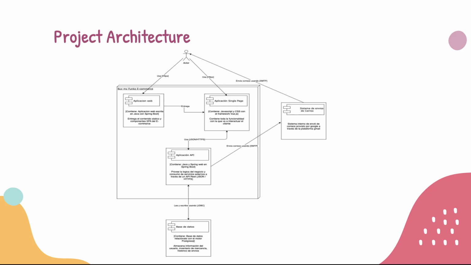SMTP to our users. And we finally have our relational database in PostgreSQL, where we store user information, products, orders, inventory, and other entities' information.